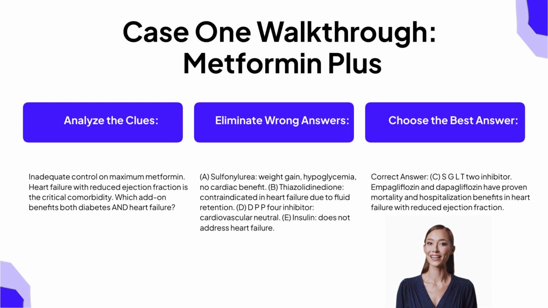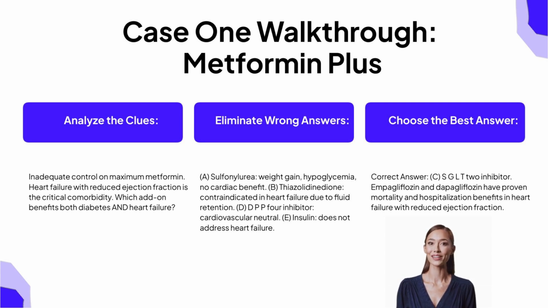Now let us eliminate. Choice A, sulfonylurea, causes weight gain and hypoglycemia but offers no cardiac benefit. It is not wrong per se, but it is not the best answer when heart failure is present. Choice B, thiazolidinedione. You should eliminate this immediately. Thiazolidinediones are contraindicated in heart failure because they cause fluid retention. This is a classic board trap. If you see heart failure plus thiazolidinedione in any answer choice, cross it out.